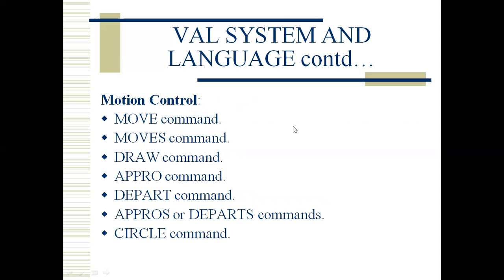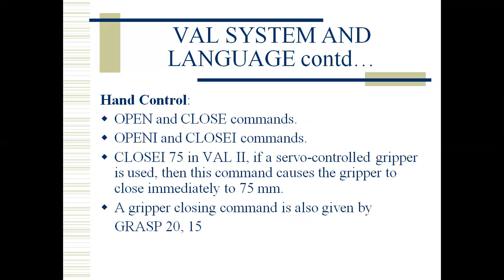Next, motion control will have some commands, that is moving towards the right, moving towards the left, move command, draw command, approach conditions and approximation conditions, and circle, spline. Already default systems are being realized. Only the radius can be specified, and depending upon that, the interpolations will be done. So those come under the motion control commands.